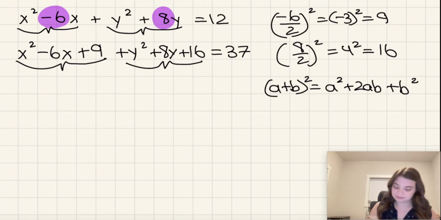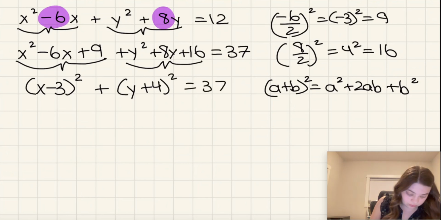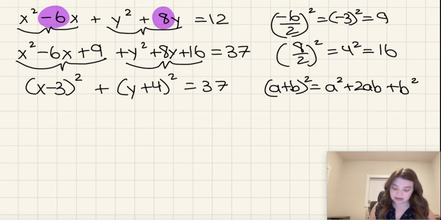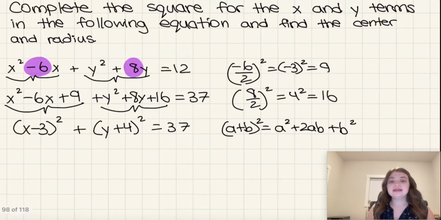So now I'm going to factor and get (x - 3) squared plus (y + 4) squared is equal to 37. And there we go. That is our final answer in terms of finding the equation of the circle in the completing the square form. Now, the other thing they asked us to do, if we go back to the question for a minute, is they asked us to find the center and radius.